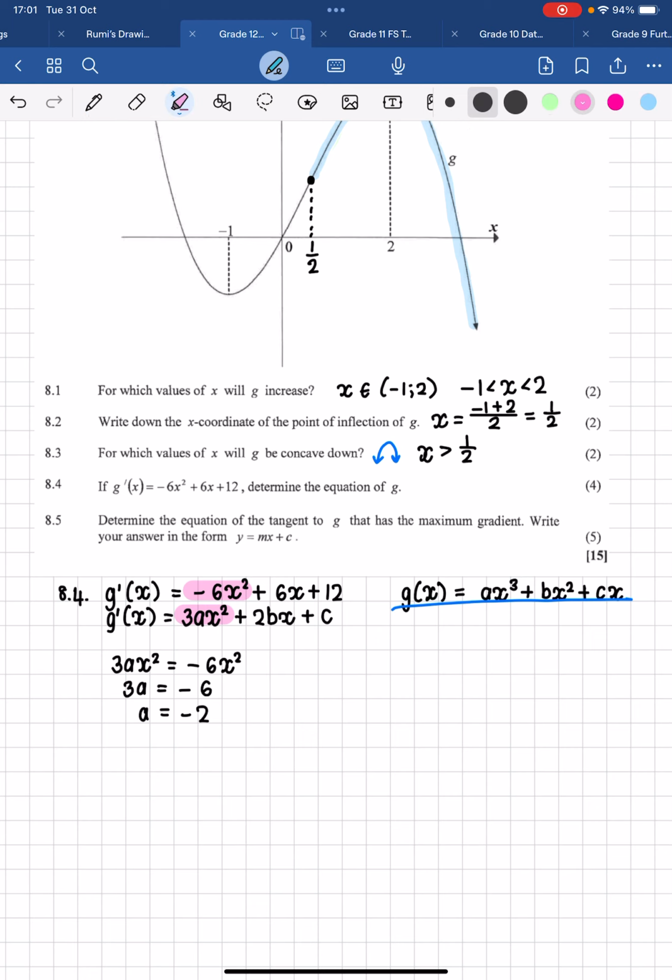All right, next up we're going to look at the x terms. 6x has to be equal to 2bx. So again, if these two terms are equal, 6x is equal to 2bx. So that means that 6 has to be equal to 2b. So b is going to be equal to 3. And then lastly, this is the easiest one to do. c is going to be equal to 12. The constant terms of the two equations will be equal to each other. So c is going to be equal to 12.